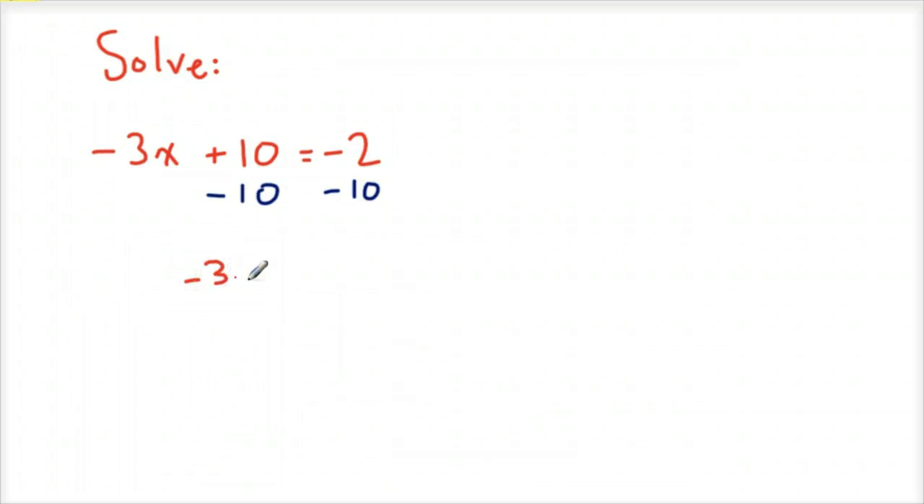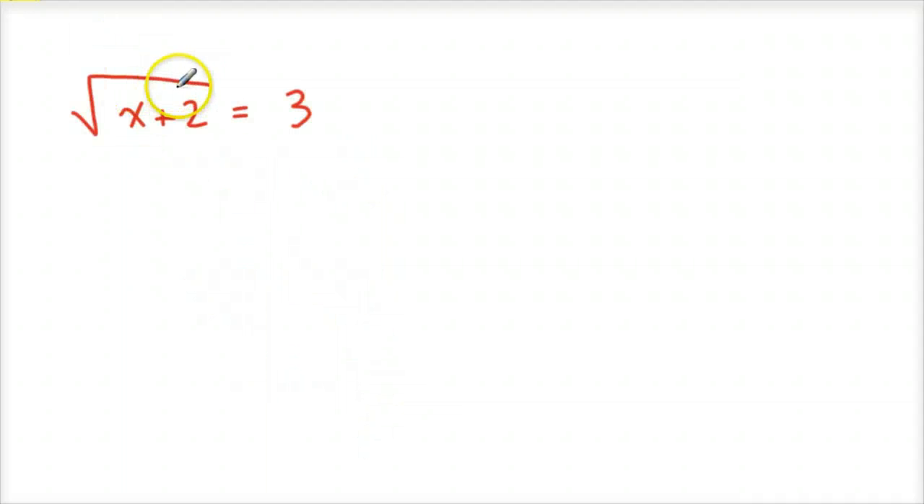and that leaves me with negative 3x equals negative 12. Then I'm going to divide both sides by negative 3 to isolate that variable x. And now the negative 3's cancel. I just have x. And negative 12 divided by negative 3, a negative over a negative is positive, so x equals 4. Moving on to another one, I have a square root.